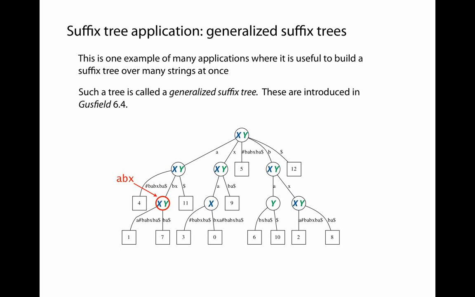So this technique of taking multiple strings and composing them together and then building a suffix tree over all of those composed strings is called generalized suffix trees. When we build a suffix tree over many strings at once, this is called a generalized suffix tree. And there are many, many applications where it's useful to build a generalized suffix tree. For more information, you can see Gusfield, section 6.4.